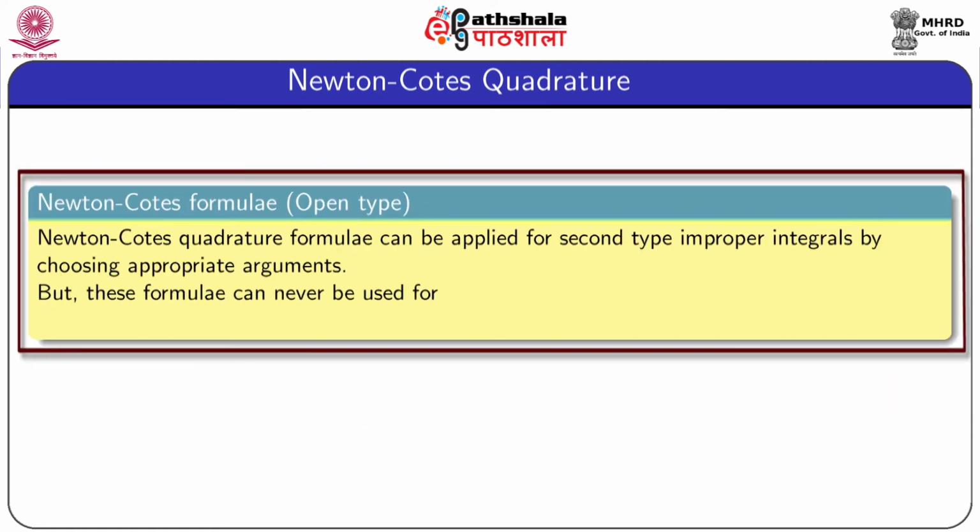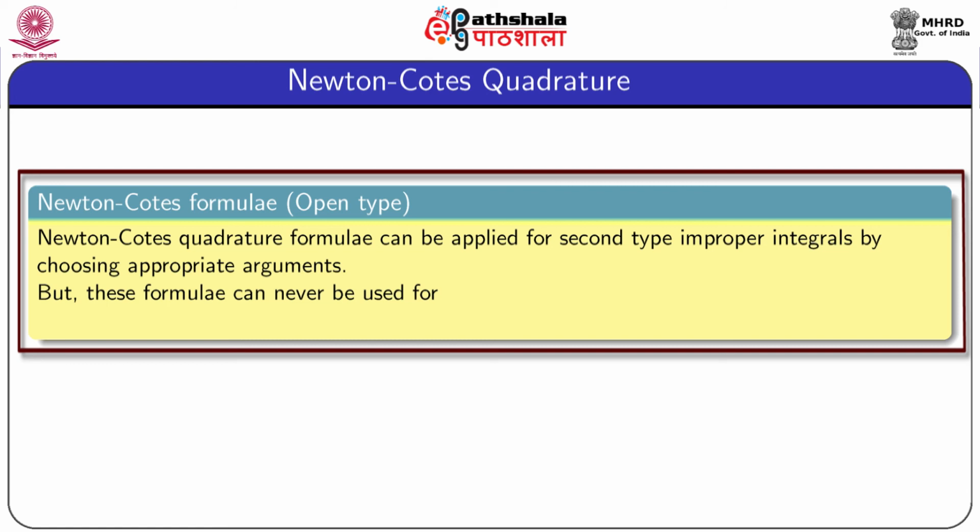All these formulas are applied to find the integration of any kind of integrable function, but if the integral is improper, of the first type or second type, then the previous formulas cannot be applied to find the integration of such integrals. Now, we consider another type of Newton-Cotes quadrature formula called the open type quadrature formula.